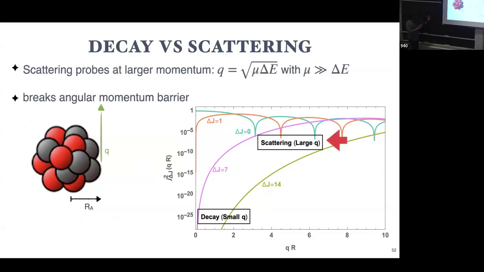Whereas scattering does not probe at q equals delta E. Instead, it probes at q equals the geometric mean of the reduced mass times delta E. This is typical. We know this. We have known this forever.